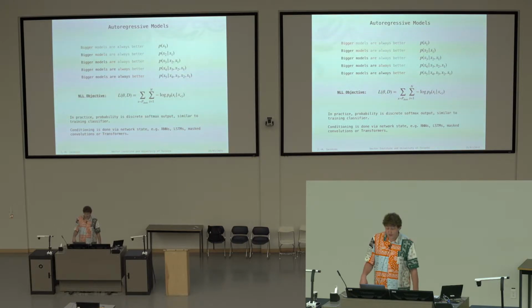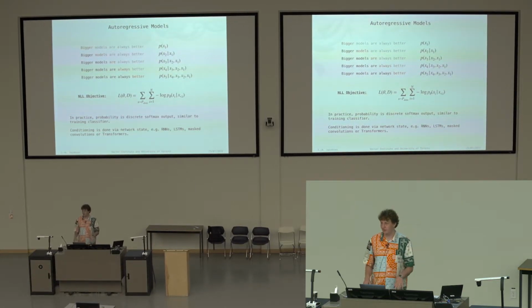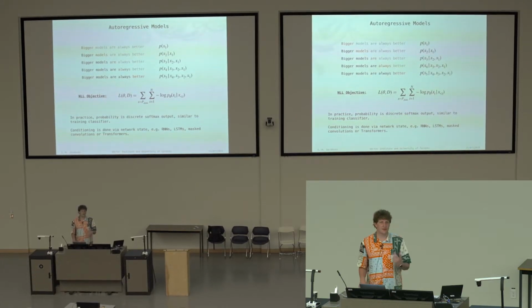And the conditioning is usually done via a network state. So for instance, with an RNN or an LSTM, masked convolutions, or transformer modules. So there's basically many choices for this, and usually you choose something that is natural for your data.